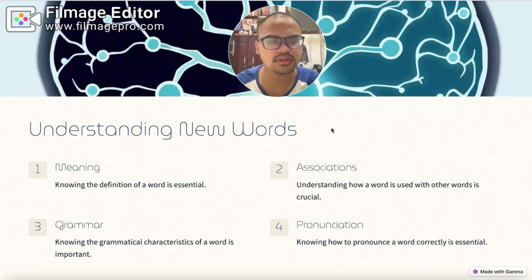And then fourth, the pronunciation. Figuring out how to pronounce a word correctly is essential because some words are pronounced nearly the same, and some people may have more difficulty pronouncing certain words more than others.